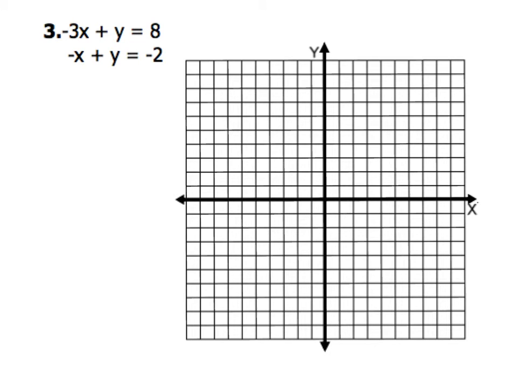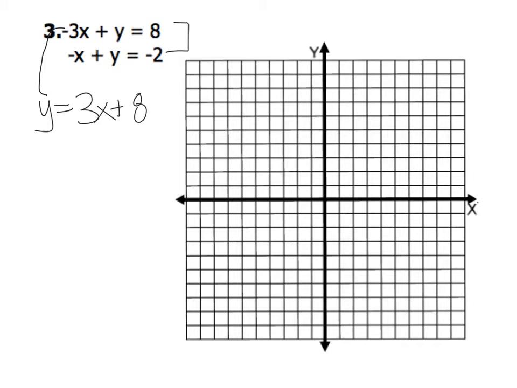Okay, let's look at number 3. I'm going to jump around. So I wanted to choose one where they're not in slope-intercept form already. So you have to convert those to slope-intercept form, which we know is y equals mx plus b. So for this first equation, I'm going to convert that. That's going to be y equals 3x plus 8.